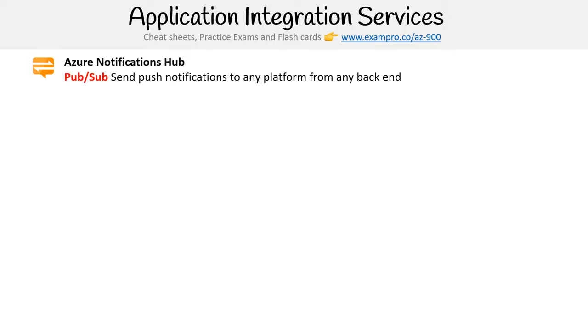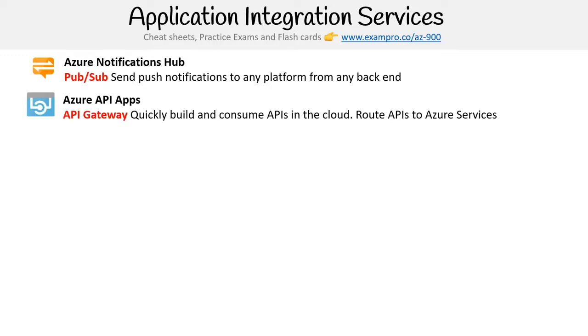The first on our list here is Azure Notifications Hub. This is using publisher subscription technology underneath, and this is for sending push notifications to any platform from any back end. Next, we have Azure API Apps. So this is essentially an API gateway, so you can quickly build and consume APIs in the cloud, and then those APIs will have API endpoints, and you can route them to Azure services or maybe functions or containers, but it's a way of building an API in the cloud.